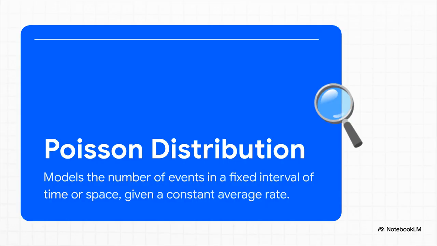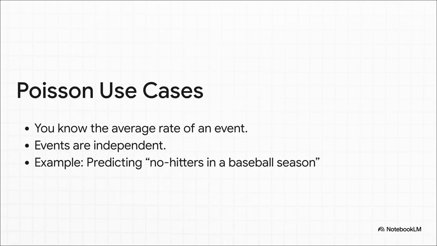Our next story template is the Poisson Distribution. Now, this one tells a totally different story. It models how many times an event happens over a fixed interval of time or space, and its real specialty is dealing with events that are relatively rare. You use this one when you know the average rate of something happening.